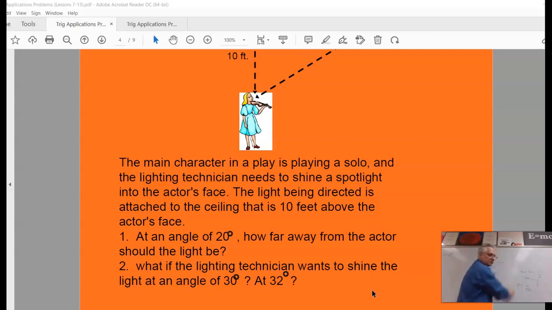The rest of the question says, what if the lighting technician wants to shine the light at an angle of 30 degrees and 32 degrees? So he's at a 20-degree angle. Well, how far should the person be if they want the angle to be 30 degrees? Okay, so at 30 degrees, what should my d be? Or at 32 degrees? Well, let's take a look and try it at 30 degrees.